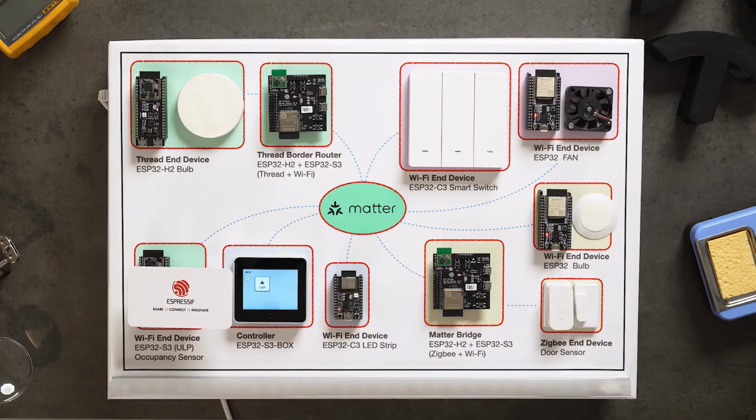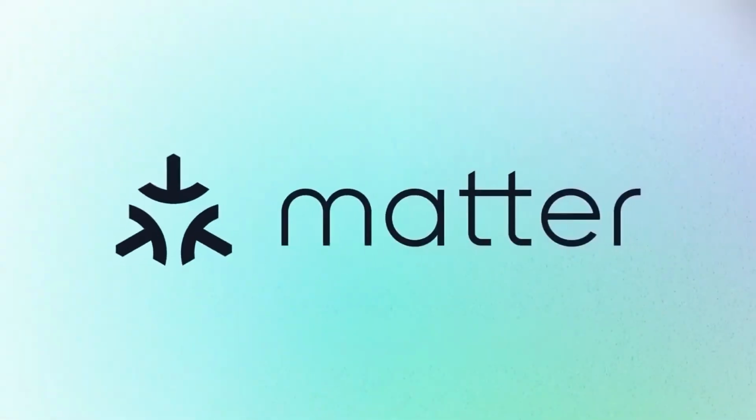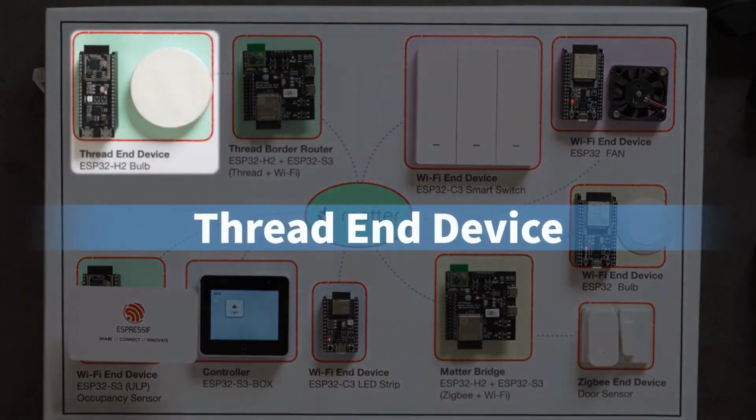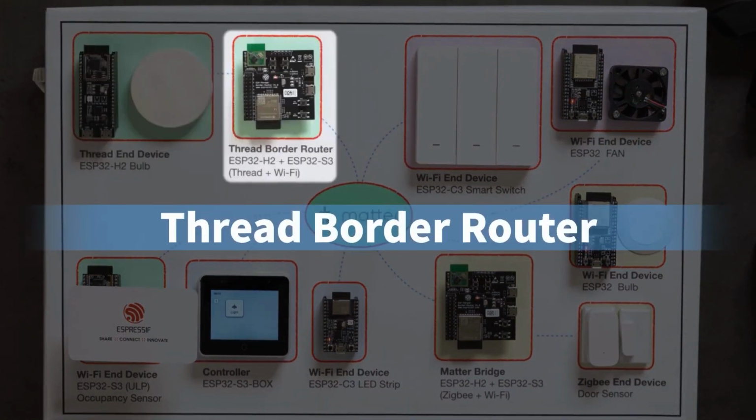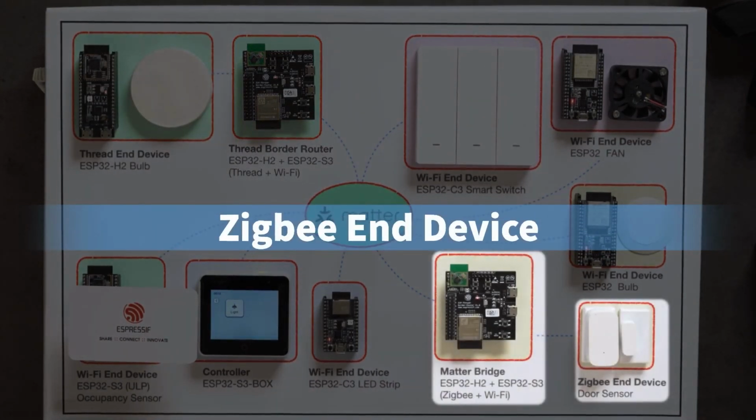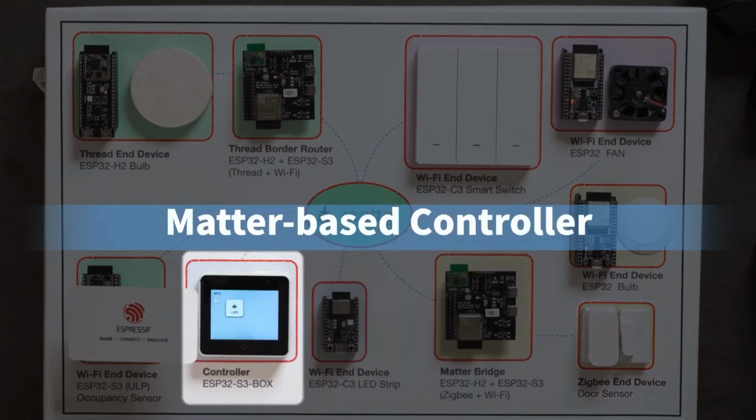Hi everyone, I'm Kedar, Senior Director of Engineering for Espressif Systems. At Espressif Systems, we build connectivity solutions for Wi-Fi, Bluetooth, and 802.15.4 based devices. Here we have a demonstration which shows the typical classes of devices that are supported by Matter. We'll talk about a Wi-Fi end device, a Thread end device, and the border router, a Matter gateway that bridges to Zigbee devices, and a Matter-based controller.